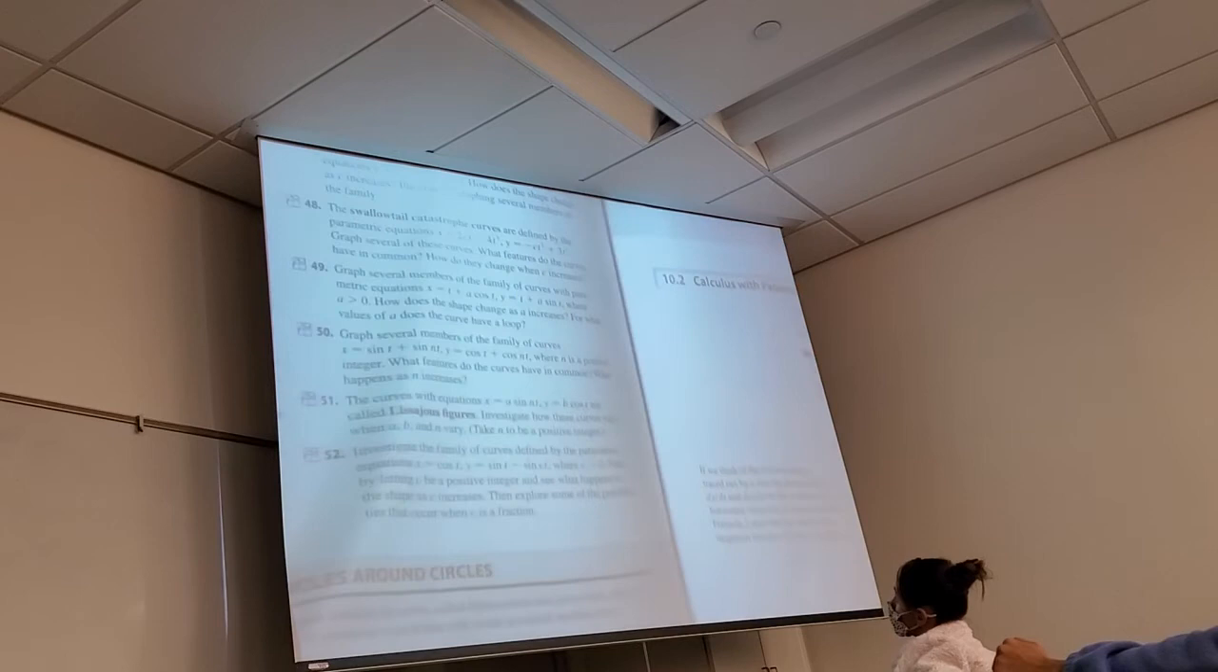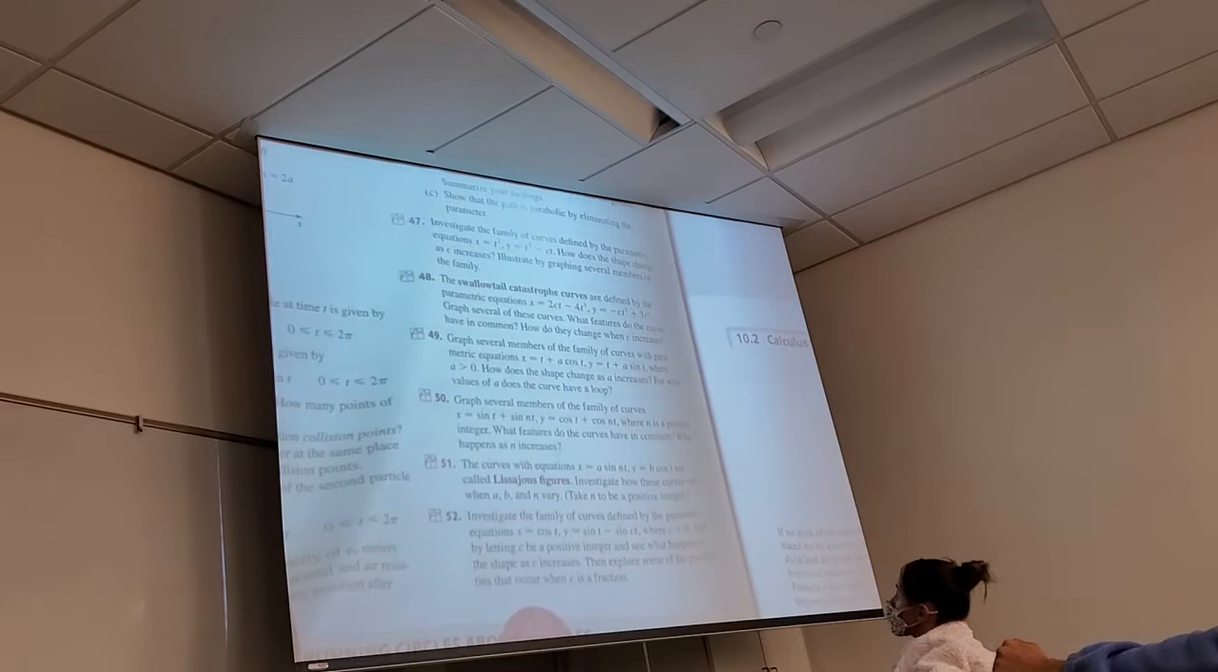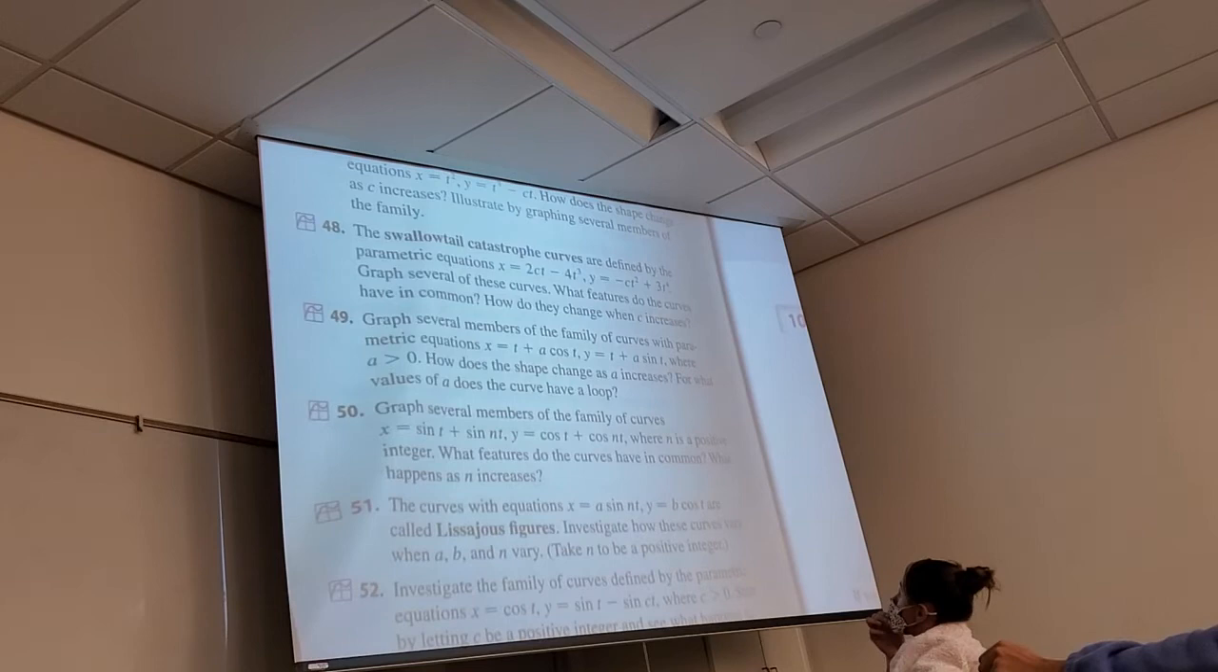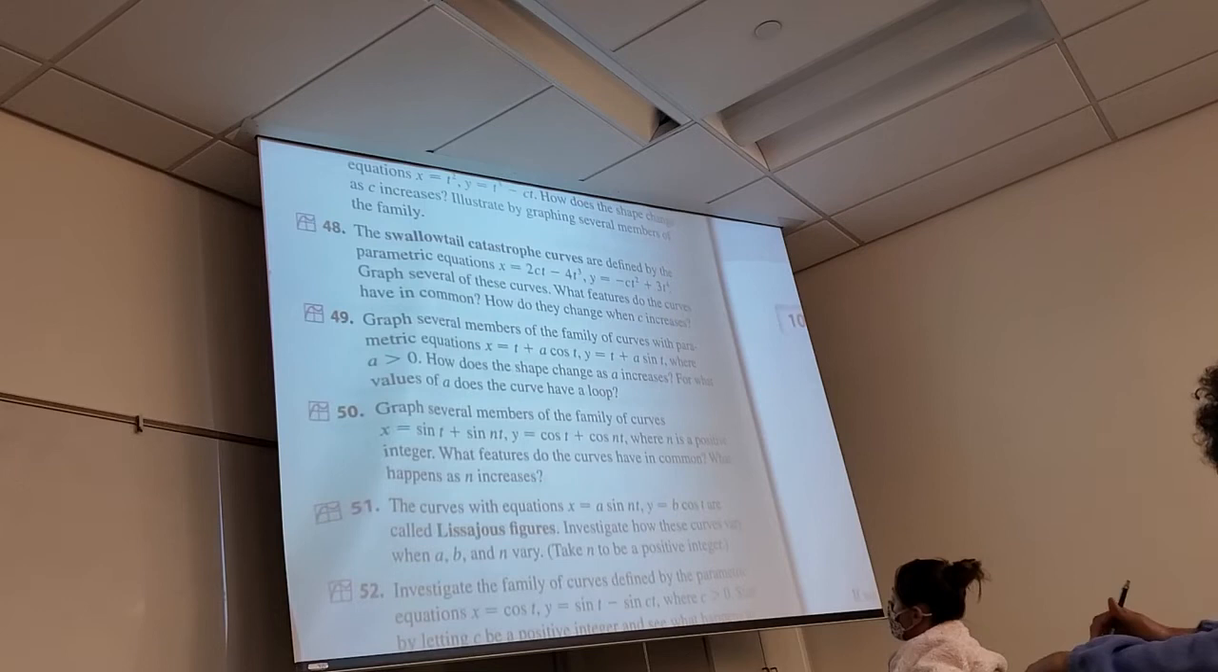Okay, so the swallowtail catastrophe. You've got to love it already. Swallowtail catastrophe curves are defined by those parametric equations where C is free to be whatever constant it wants to be. You could put that in Desmos. If you make a point, put 2CT minus 4T squared, it's going to open a C slider for you. Then you can just move the C slider and see what happens.